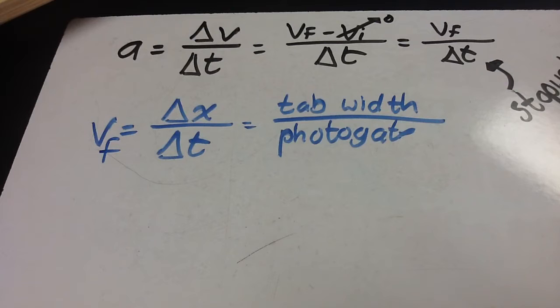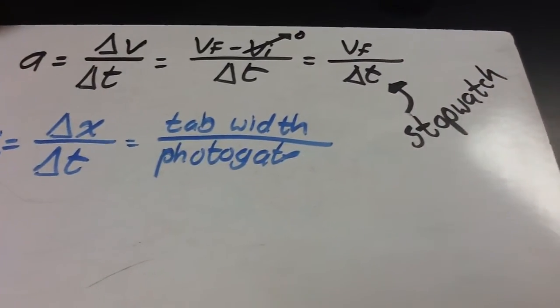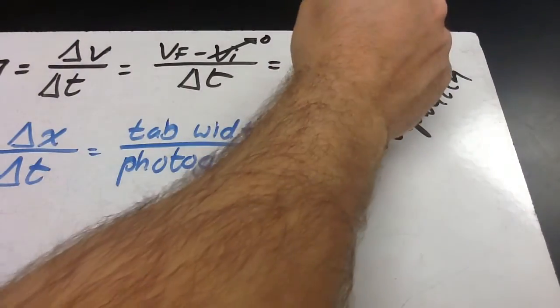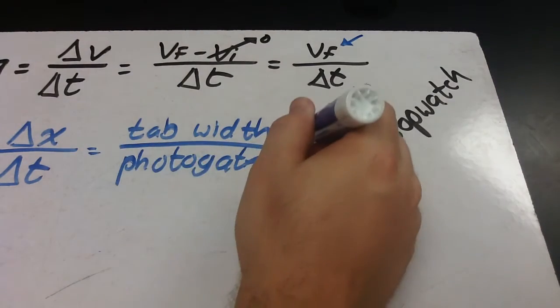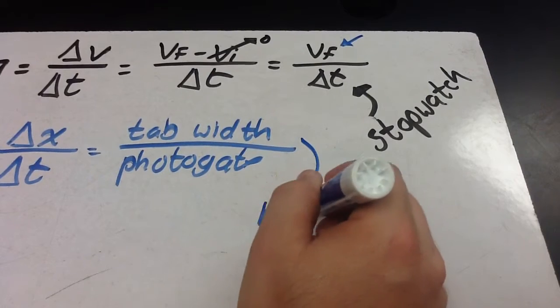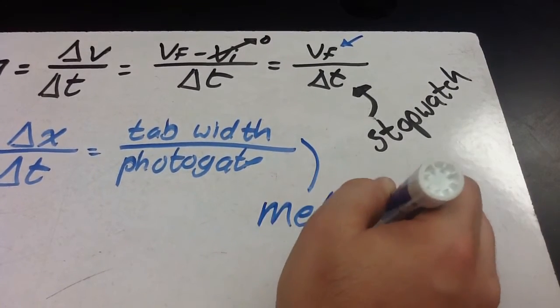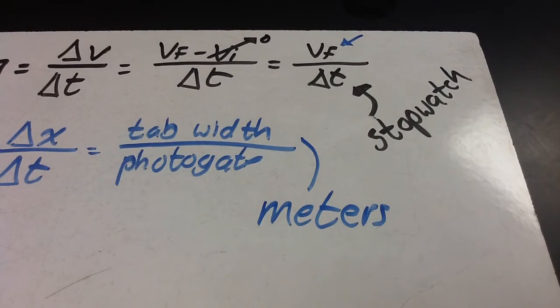Just divide the width of that tab on the cart by the time you see on the Photogate, and then that's what we can substitute in up here for the final velocity. Real quick, just make sure that you get this width to be in meters. It should be a really, really small number because that tab is pretty narrow.